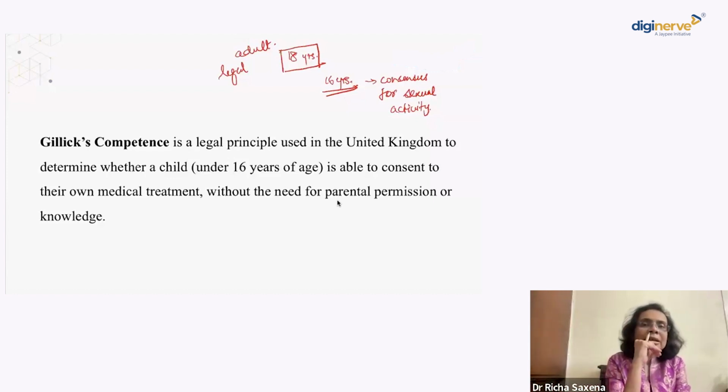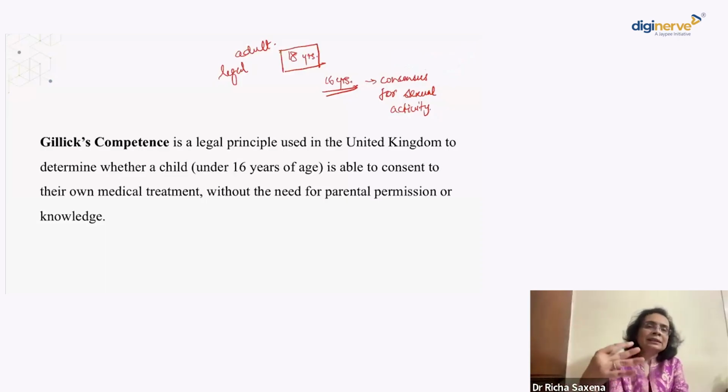So if the doctor thinks that the child is able to understand the significance of what they are doing, then even under 16 years of age, contraception can be prescribed to the child even without involving the parents. And that is what Gillick's competence is about.